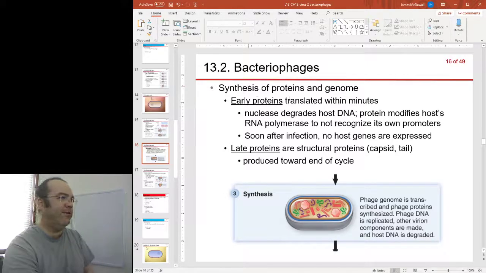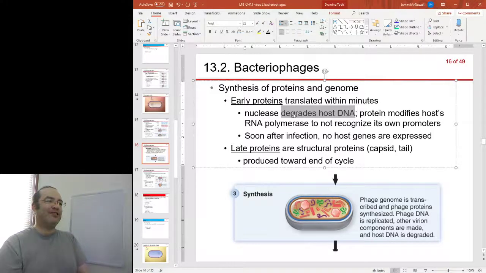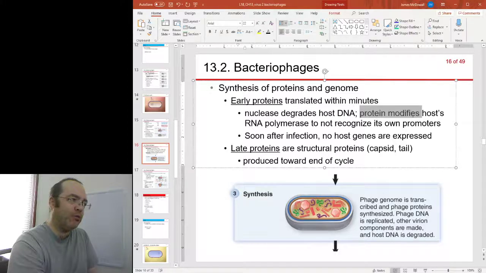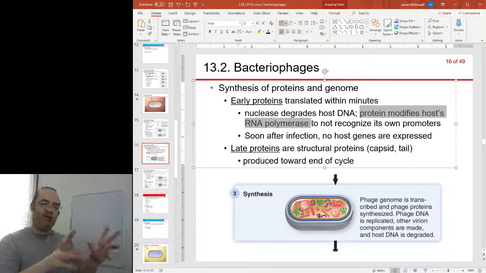The virus wants to get in, make its early proteins, and destroy the host DNA. By destroying the host DNA, it means that the bacteria itself has no mechanism to respond. Or at the very least, it wants to prevent the host from making its own enzymes and its own proteins. So the virus genome doesn't want to be snipped up. Also, the virus genome doesn't want the bacteria making any of its own genes or its own proteins, because it wants all the machines turned to the virus's own benefit.